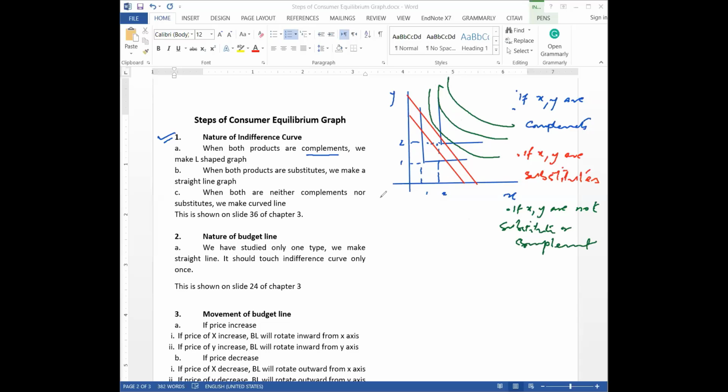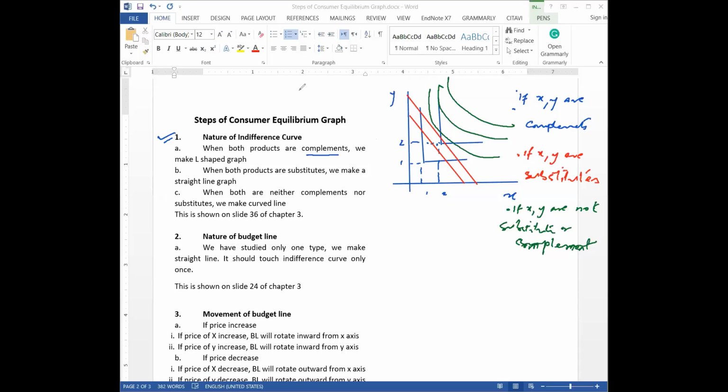So you have to look in the statement and define what is the nature of the two goods. If there is nothing written, then most probably it will be the third case, no substitute and no complement. That will be the green case. If it is written that they are complements, then it will be L shape. If it is written that they are substitutes, it will be a straight line.